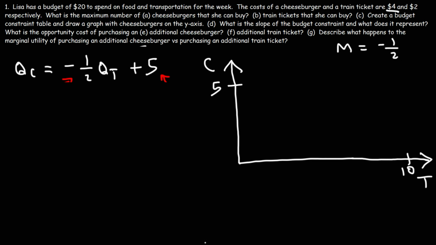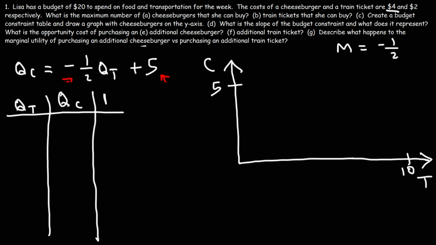So now we can use this equation to create the table. I'm going to plot QT, or in other words, X, and then QC, or Y, and then the point that it corresponds to on the graph. So let's plug in 0 for QT. If you plug in 0 into this equation, you're going to get the y-intercept, which is 5. We'll call this point A.